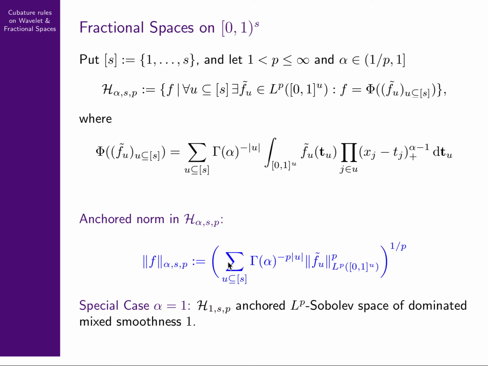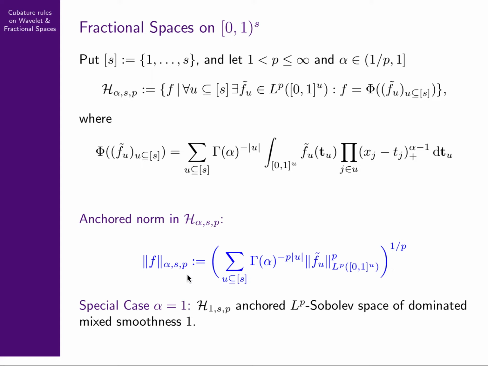Okay, again, after this observation, we can equip our spaces of fractional smoothness of S-variate functions with a norm. It's just given by the sum over all subsets of coordinates of the coordinates from 1 to S. Again, here we have some normalizing factors. Then we take these densities f tilde sub u, take the LP norm and take the p's power, sum them all up, and then we take the power 1 over p of the result, and that is actually our norm in our fractional space of smoothness alpha. Again, in the special case where alpha is equal to 1, this space equipped with this norm is nothing but the space H1SP, that is the anchored LP Sobolev space of dominated mixed smoothness 1, and this norm is the anchored norm on this set.